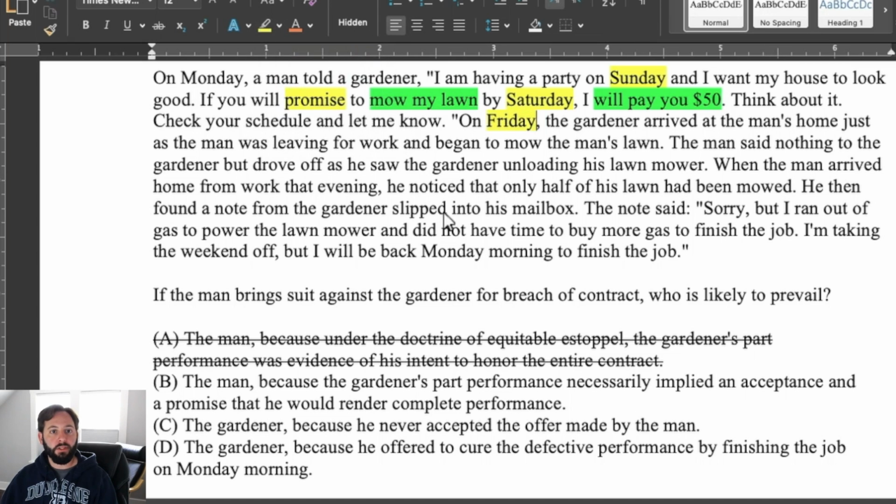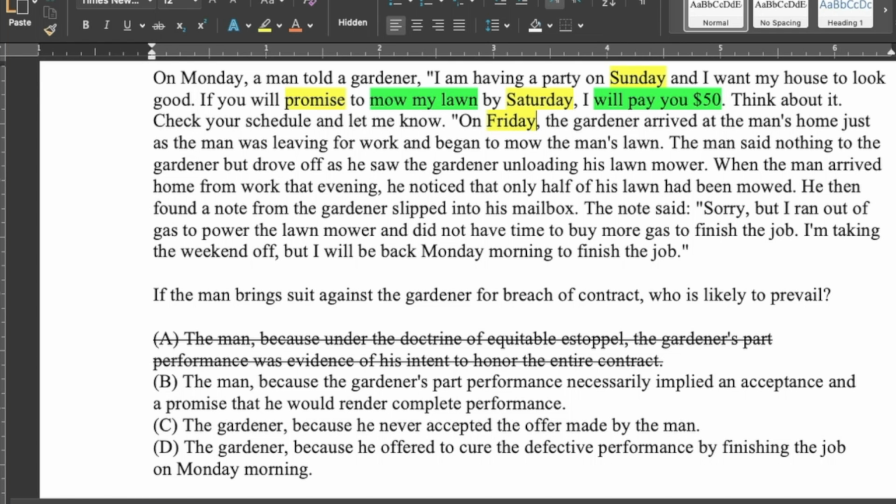Instead, on Friday, another date, let's take a look at that, the gardener arrived at the man's house just as the man was leaving for work and began to mow the man's lawn. Well, this should, if you've spent time with contracts, trigger acceptance by performance. This is the performance of the exchange that was contemplated by the bargain. So is this, in fact, a valid acceptance by performance?